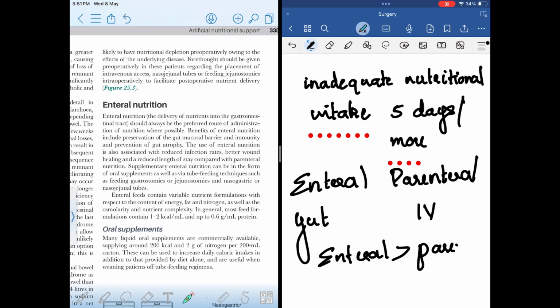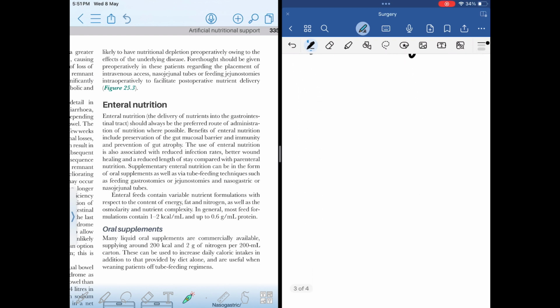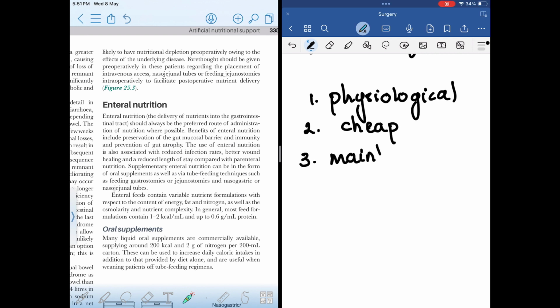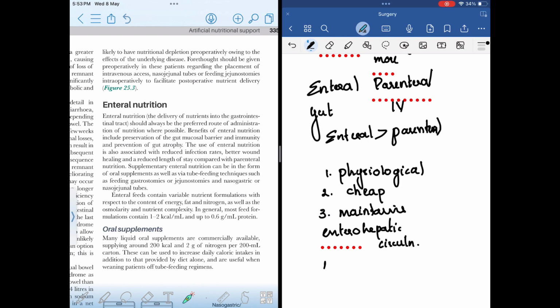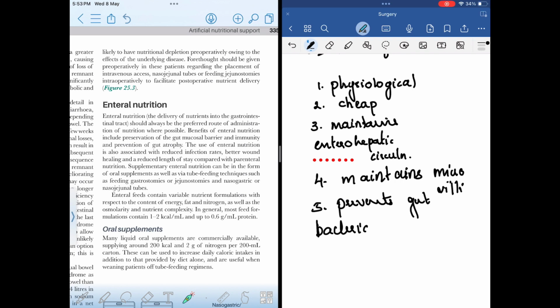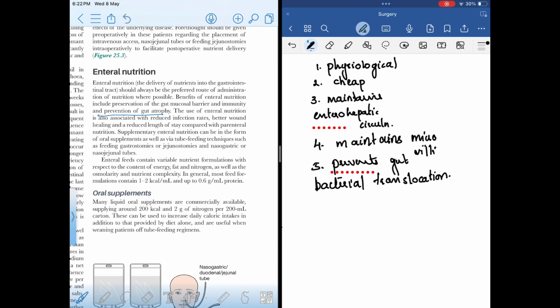Now why is enteral better than parenteral? Because as we know, enteral is a physiological way. So the first point is that it is physiological. Not only is it physiological, it is cheap, and it maintains the enterohepatic circulation. So it will also maintain the microvilli, and it will prevent the translocation of the gut bacteria. So we also have an advantage, which is prevention of gut atrophy.